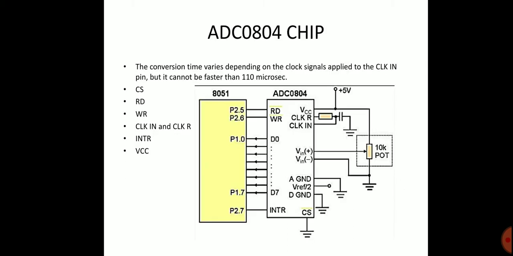Now this is the ADC 0804 chip. The conversion time varies depending on the clock signal applied to the CLK IN pin, but it cannot be faster than 110 microseconds. These pins are connected to specific functions of the chip: chip select, read, write, clock in, clock out, the interrupt signal, and also the VCC.